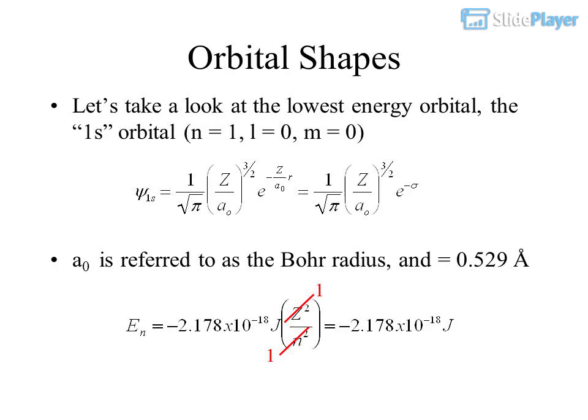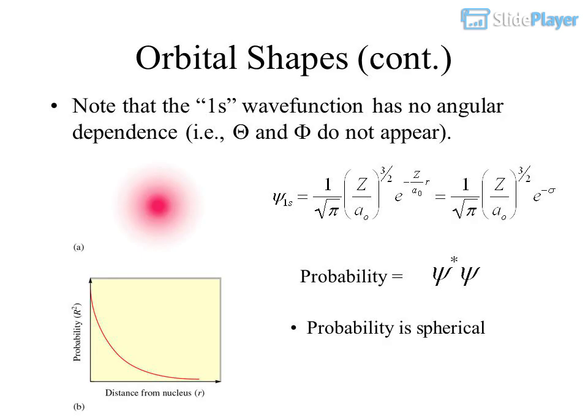Orbital shapes. Let's take a look at the lowest energy orbital, the 1s orbital: n equals 1, l equals 0, m equals 0. a0 is referred to as the Bohr radius, and equals 0.529 angstroms. Note that the 1s wave function has no angular dependence, i.e., θ and φ do not appear. The probability is spherical.